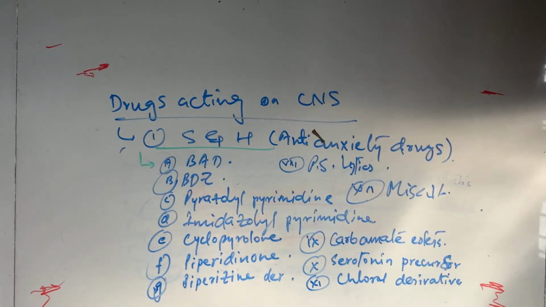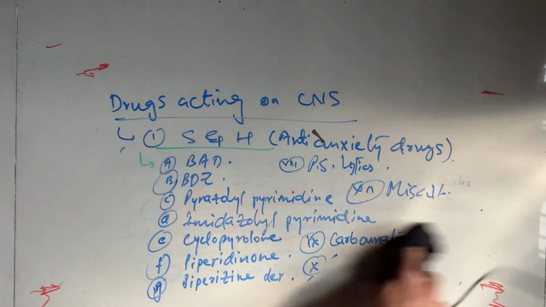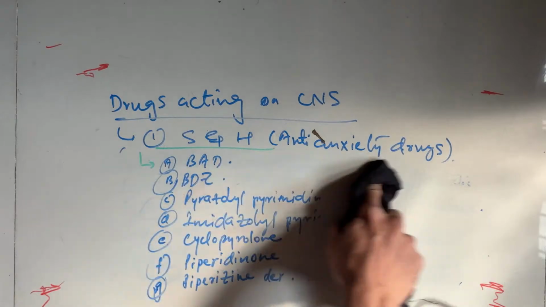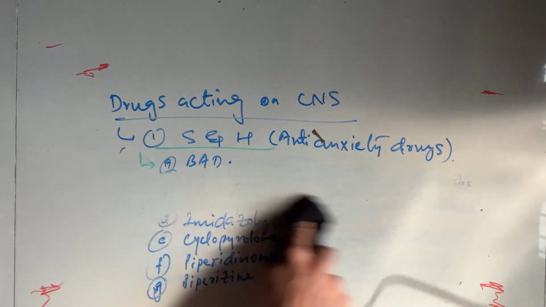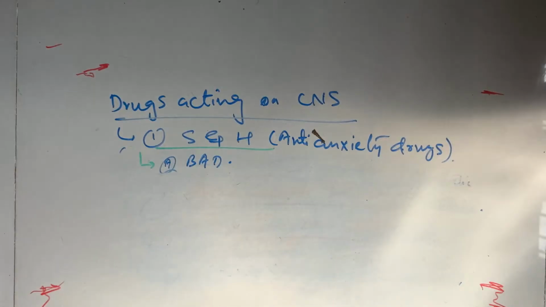Now, we already completed barbituric acid derivatives yesterday. Barbituric acids are of 4 types: long acting, intermediate acting, short acting, and ultra short acting barbituric acid derivatives. What is the example of long acting barbituric acid derivative? Examples are phenobarbital and mephobarbital. What is the structure of phenobarbital?